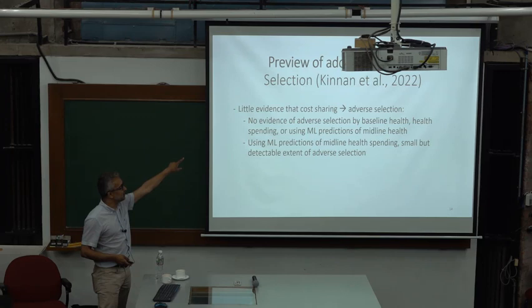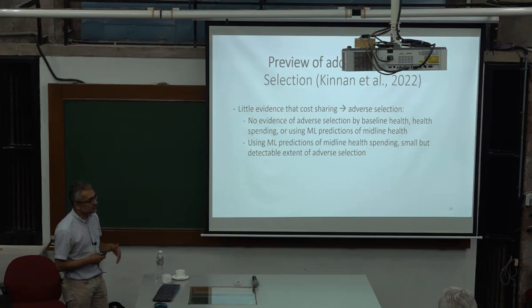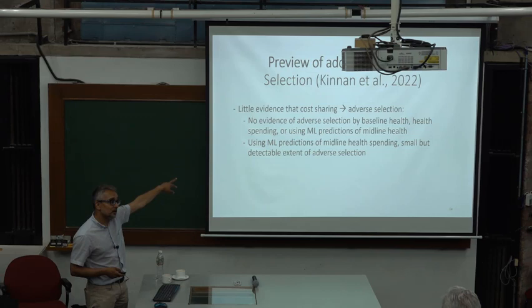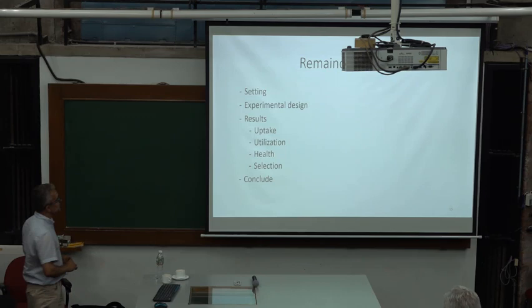There are two ways that you can measure adverse selection. You can look at baseline health, or you can look at baseline healthcare expenditures. On neither level do we find significant effects. So there's no evidence by baseline health. We also tried to do predictions using ML on the vast amount of variables that we have at midline. Even using those ML predictions, we're not finding a lot of adverse selection. So that's that.